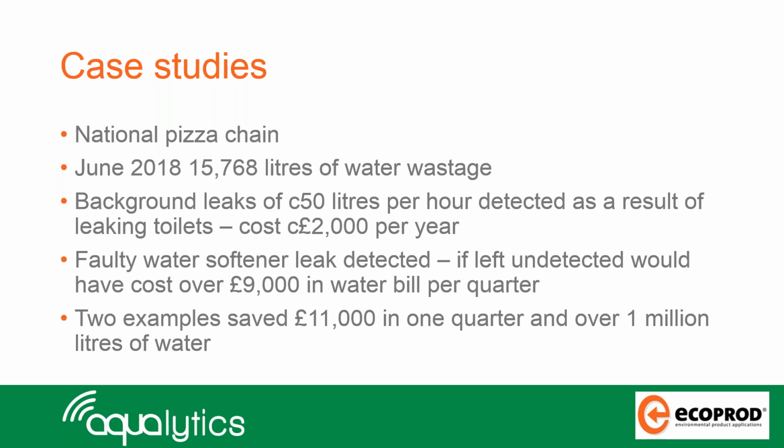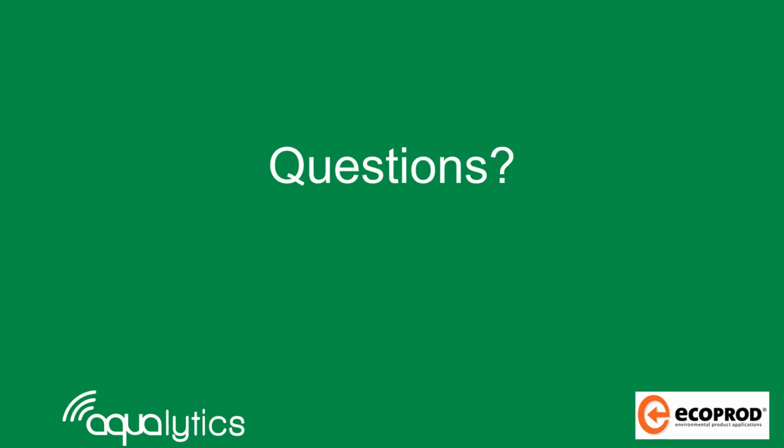If that would have been left, basically it would have cost them 9 grand in water bills, that much. We also found a background leak of about 50 litres, but if that restaurant would have just left those 2 leaks, both of them hidden ones, it would have actually cost them about 11 grand a quarter, and a lot of money. That's basically what we do.